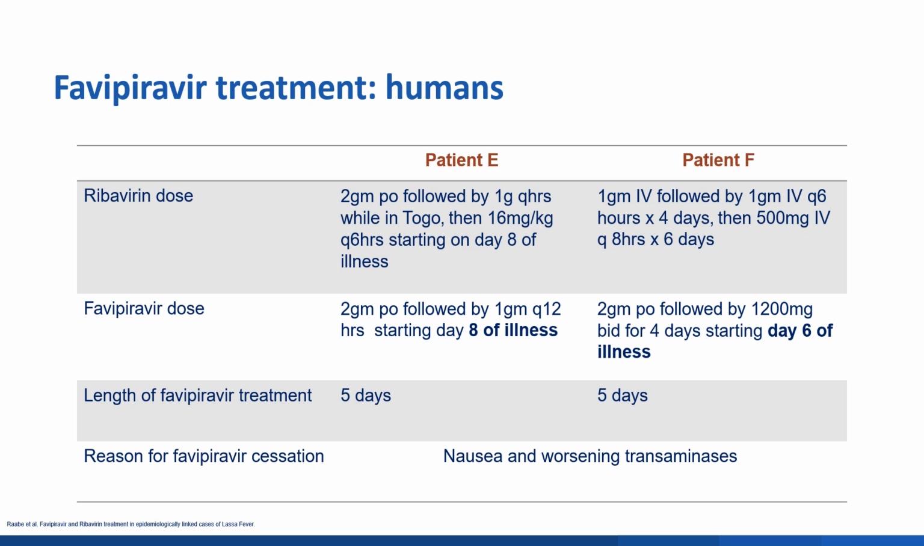Here are the dosages that were administered for each drug. Favipiravir was started on day 8 for one patient and on day 5 for the other patient. Favipiravir was discontinued after 5 days of treatment in both patients due to nausea and worsening transaminases. It was unclear whether these symptoms were due to Lassa fever or favipiravir.